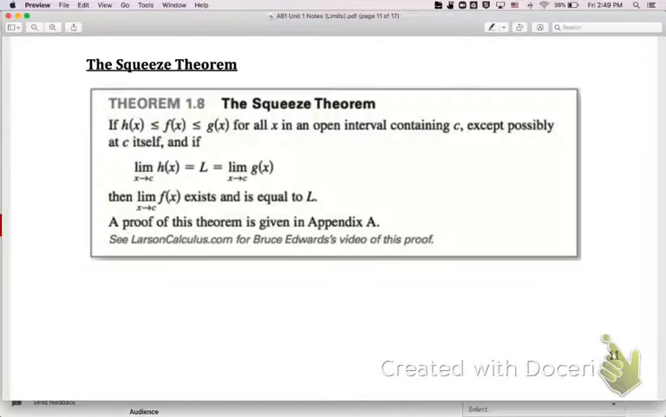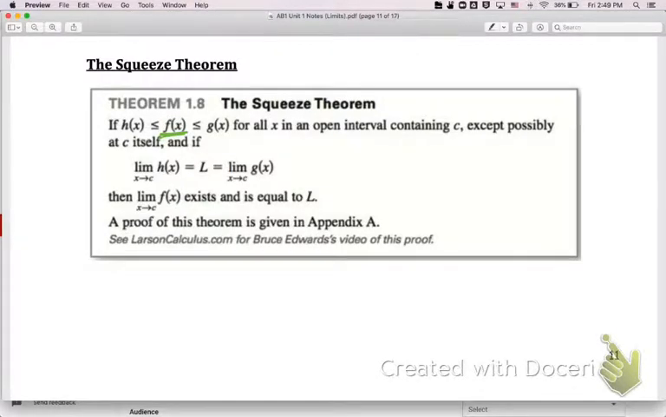Today we're going to look at the squeeze theorem, which is a really cool theorem that lets us evaluate some limits that we might not otherwise have been able to figure out. Essentially, what we're going to do is figure out something that we can pin the function we're trying to find the limit of between.